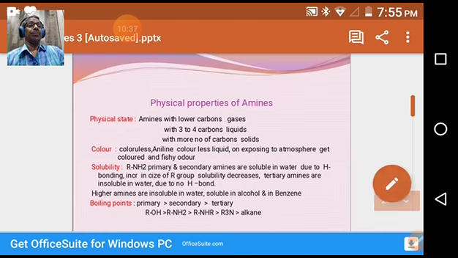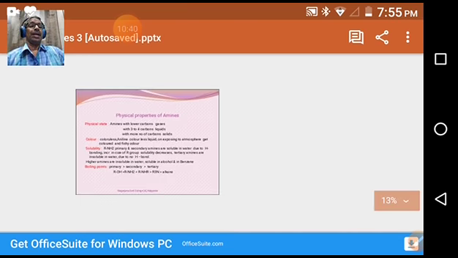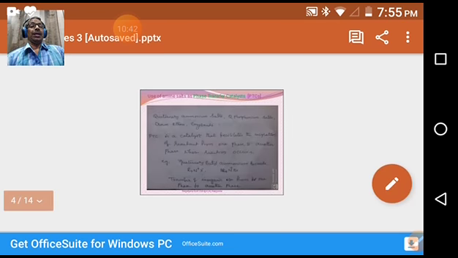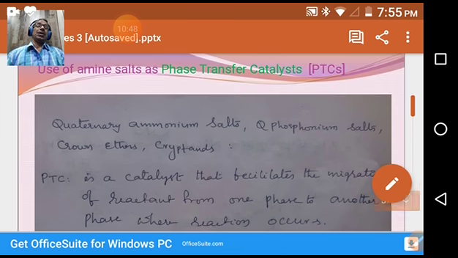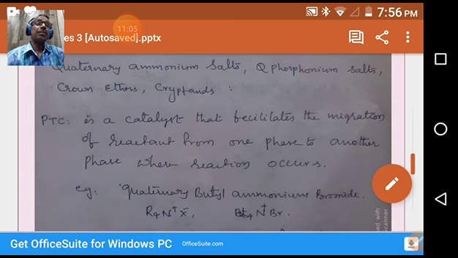Coming to the next point. What is this? Use of amine salts as phase transfer catalyst. What is a phase transfer catalyst? What are the different examples of phase transfer catalysts? What is the mechanism going on? What is phase transfer catalysis? Actually, what is the definition of a phase transfer catalyst? All these things we will discuss one by one.